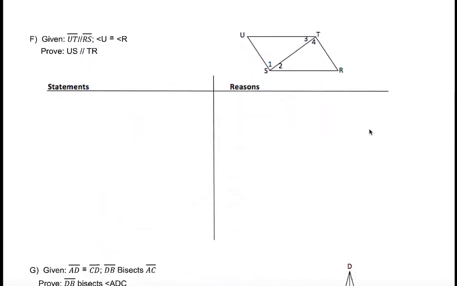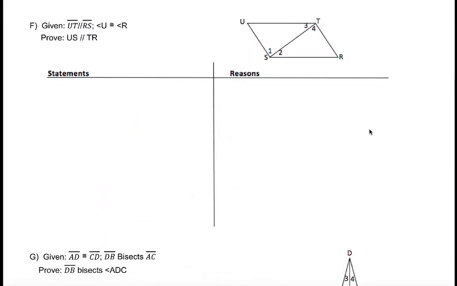Let's continue looking at proofs, looking at proof F. On proof F, you start with a pair of parallel lines, and your goal is to end with a pair of parallel lines. I'm going to add some notation. This should have a bar over the top of it there.